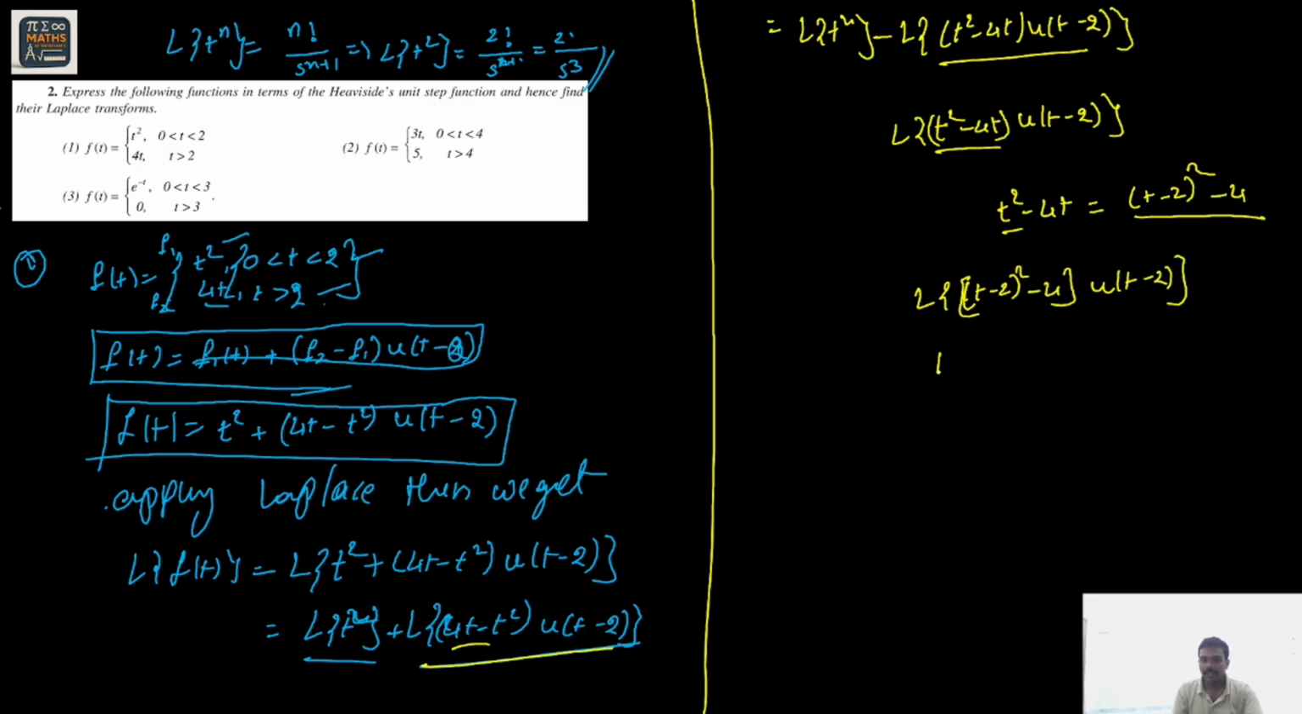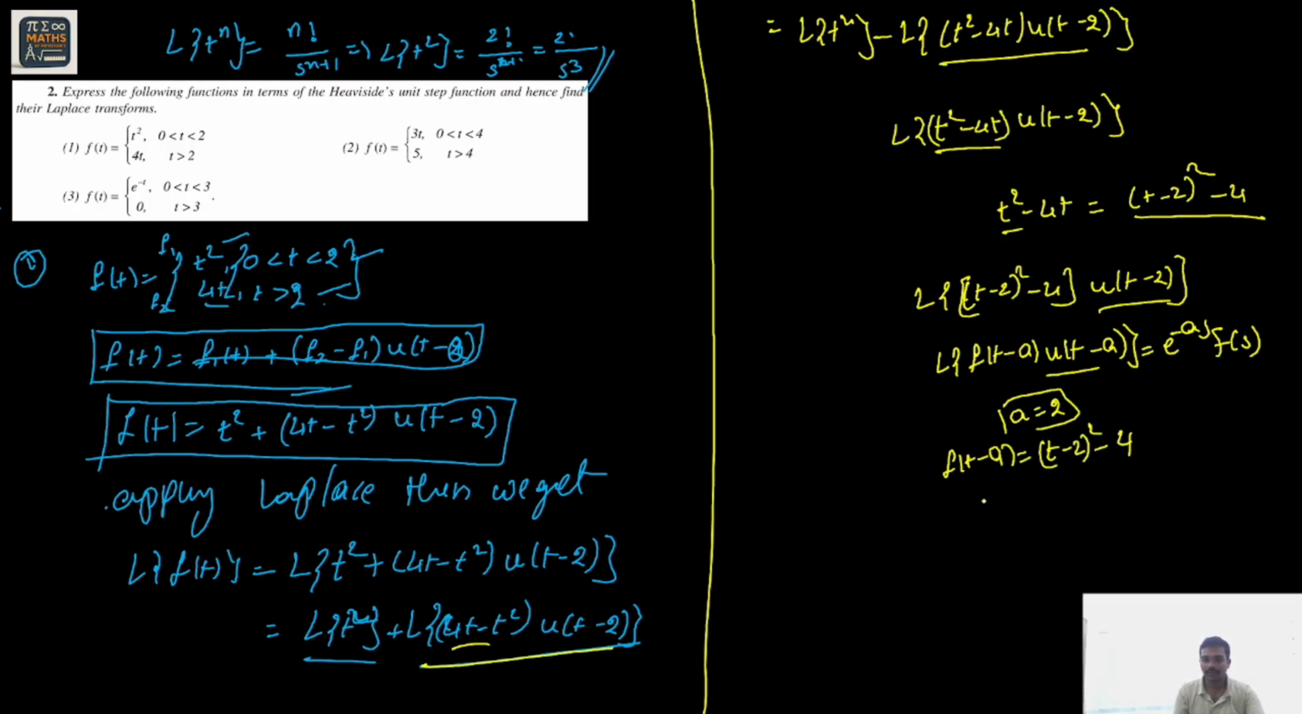Compare this with Laplace of f of t minus a into u of t minus a, whose value is e power minus as into f of s. Comparing the two terms, a is equal to 2. Next, f of t minus a is t minus 2 whole square minus 4. Substituting a as 2, f of t is obtained by replacing t minus 2 with t, giving t square minus 4. Now we apply Laplace for this term. Laplace of f of t is equal to Laplace of t square minus 4.